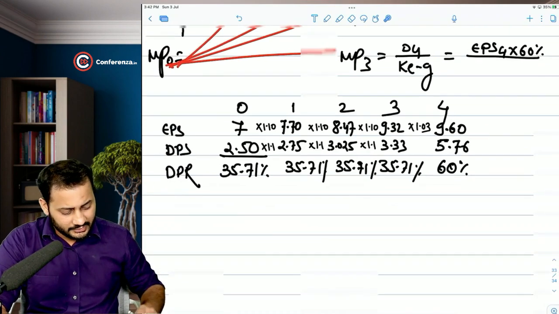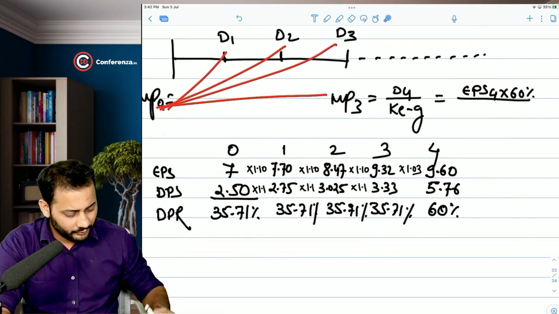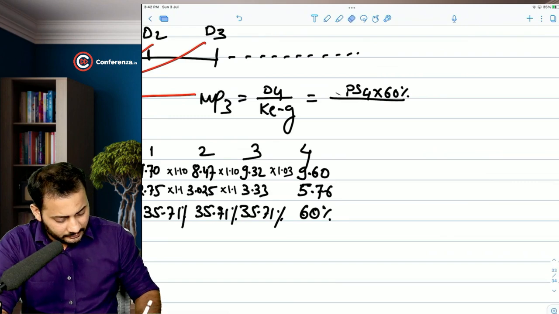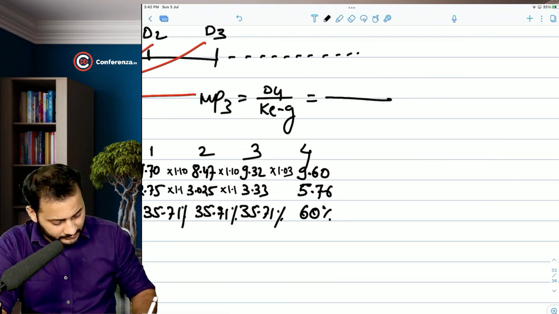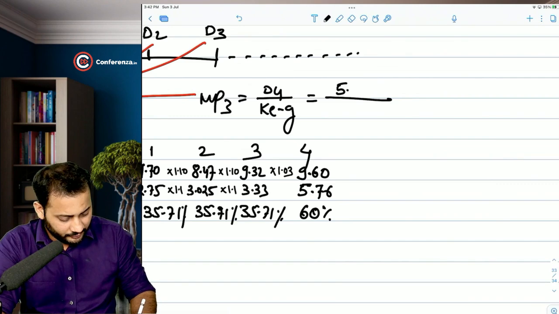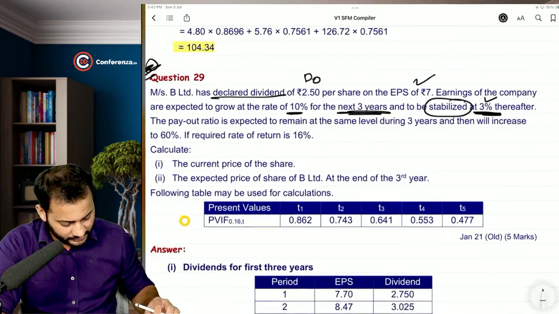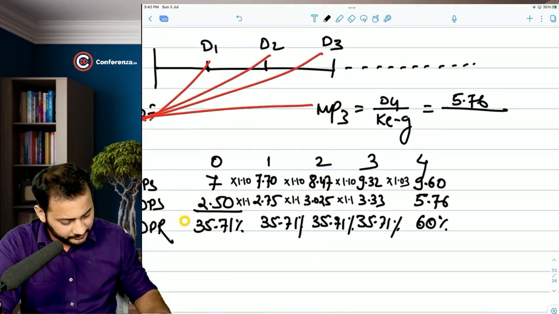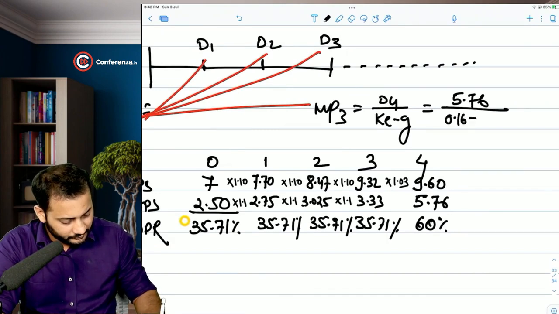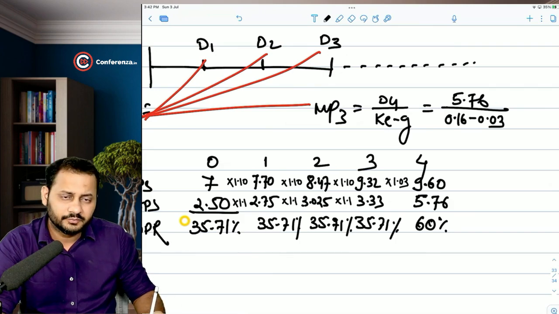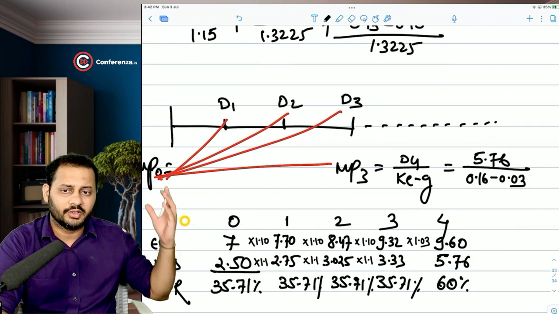So we have the answers now. What we can do is put the dividend here, which is 5.76. The growth is already included in that. Cost of equity, how much is the cost of equity? 16% minus 0.03 will be the growth. Am I right? And this way you can calculate the market price.